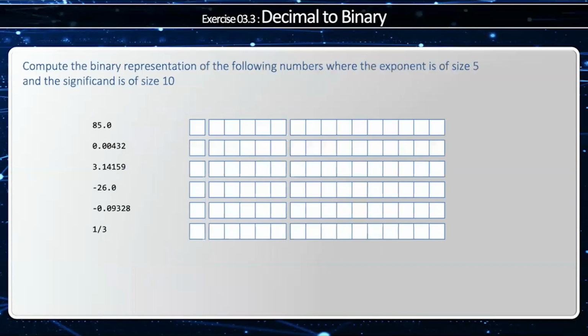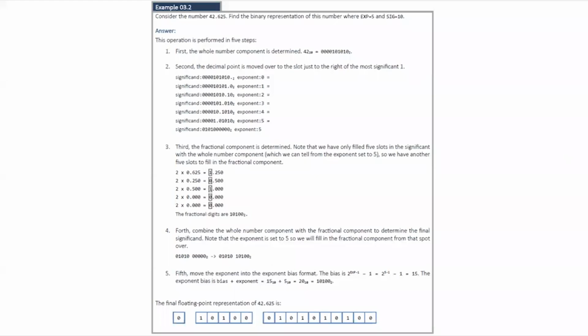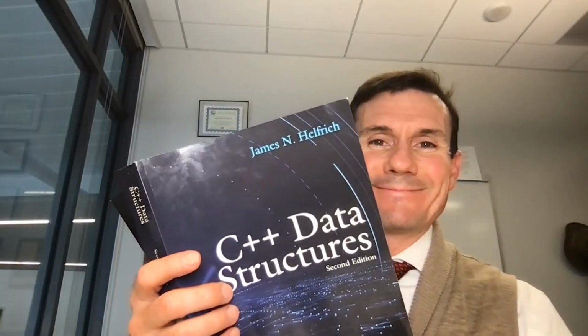Okay, so let's try a few problems on your own here. See if you can find the floating point representation of 85, 0.004232, pi, negative 26, negative 0.09328, and 1/3. Now, this is all going to be a standard 16-bit number, so you can look up on the internet any floating point conversion calculator to verify your results, but follow this equation and see if you can do it. This was example 0.32 in the C++ data structures textbook.